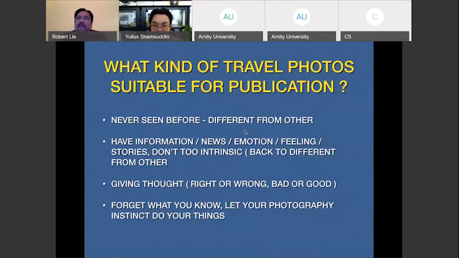And the second, which is one of the most important things when you do travel photography: your photography must have information, must have news, must have emotion. Whether it is your emotion when you see the object or the emotion of the people that you take a picture of. Feeling is relative, but you must make the picture talk about itself. Don't be too intrinsic. Sometimes a little bit of mystery is important.